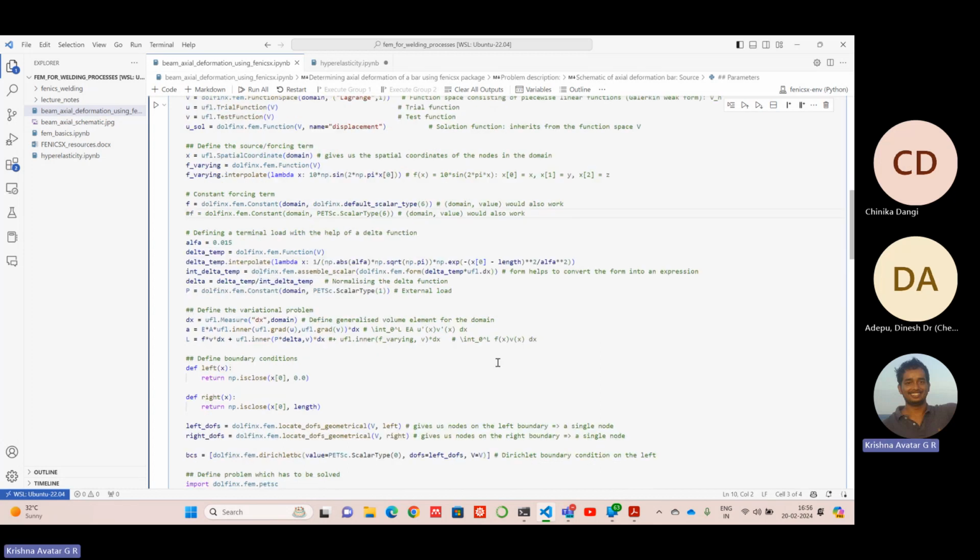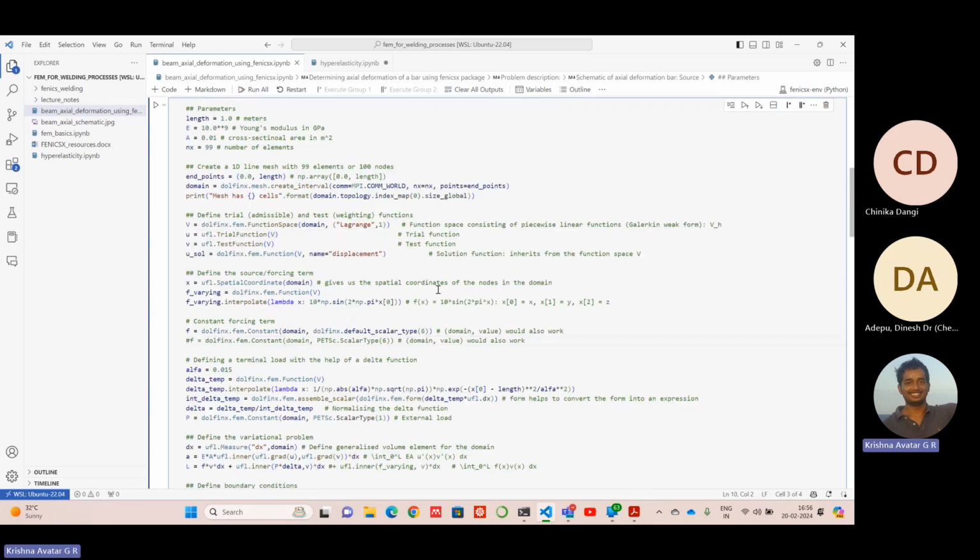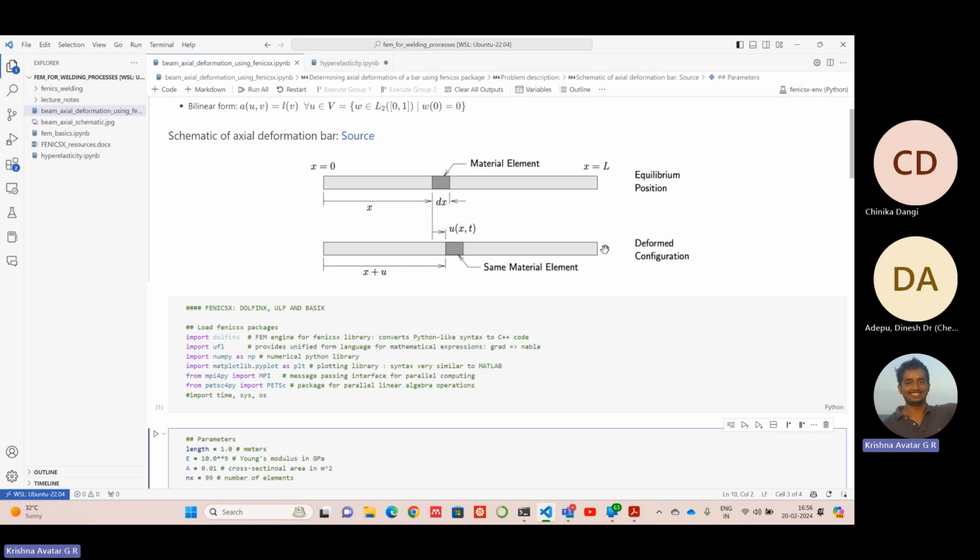However, now is where we face some issues, like when we apply the terminal load P here. The thing is, P happens to be applied at just one node, so it will just be applied at the right end. However, it has some issue. The issue is that FEniCS, even to this day, does not have a delta function in its armory.